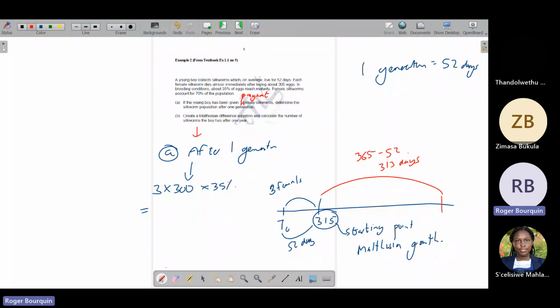How many generations, how many population cycles would have passed? Well, how long is the population cycle? 52 days, right? So when we're talking about n in all of these formulas, P(n+1) is equal to, n is not necessarily years, it's population cycles, right? So the number of generations or population cycles is going to be 313 divided by 52, which is 6, right? So we have 6 generations have passed in this time interval.